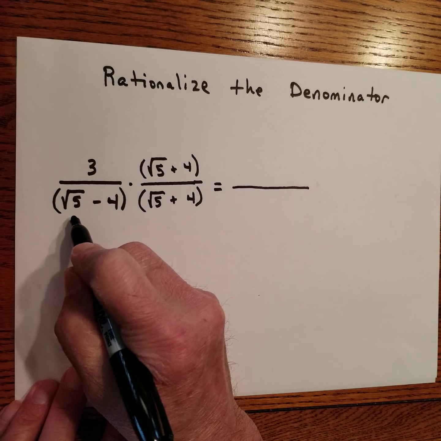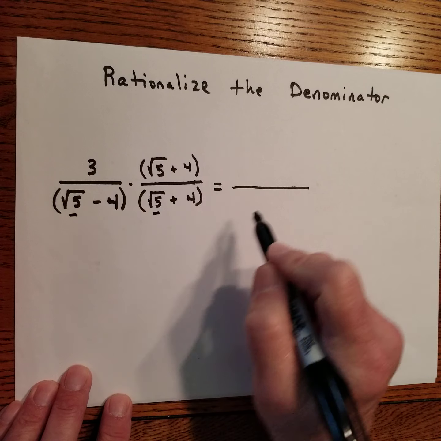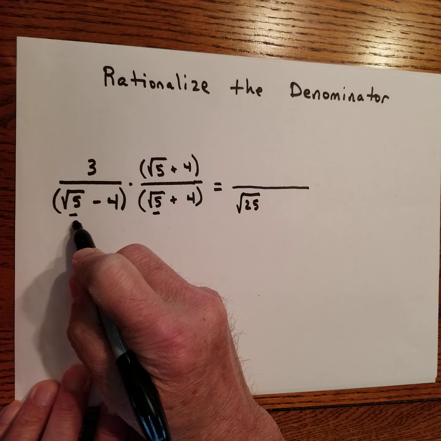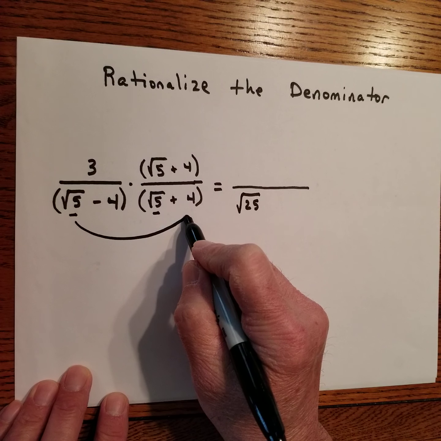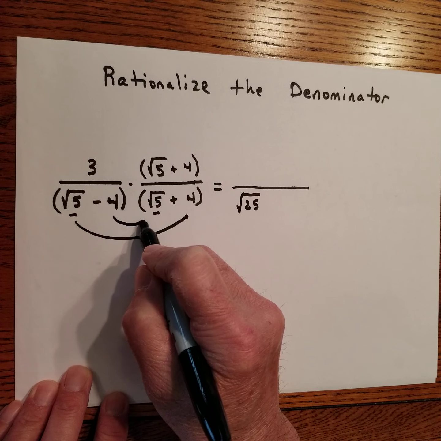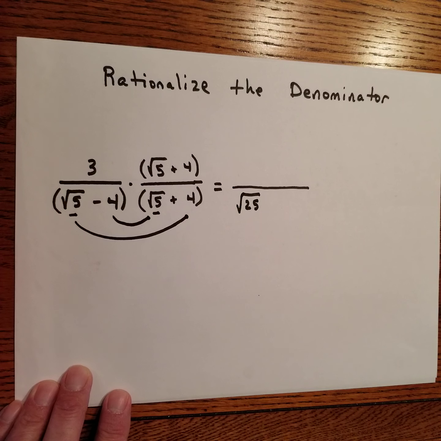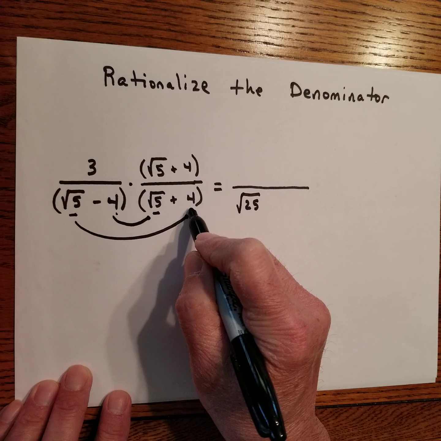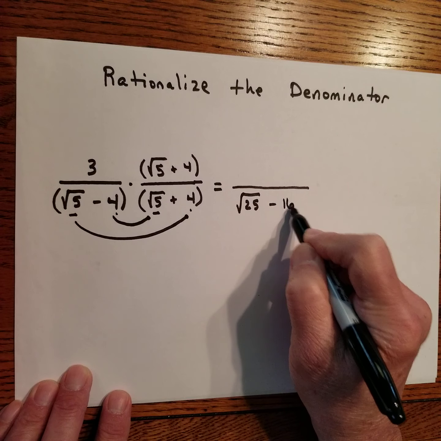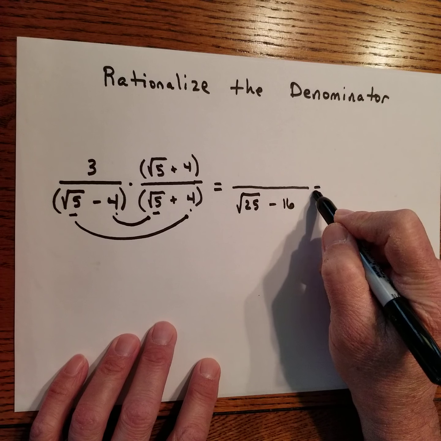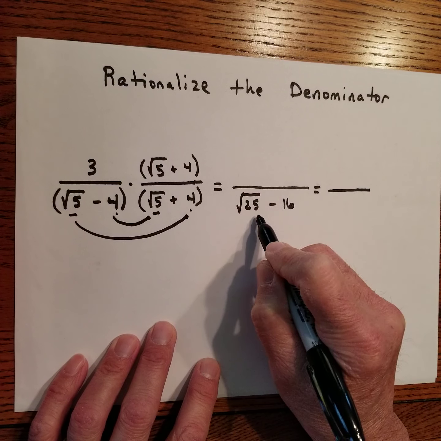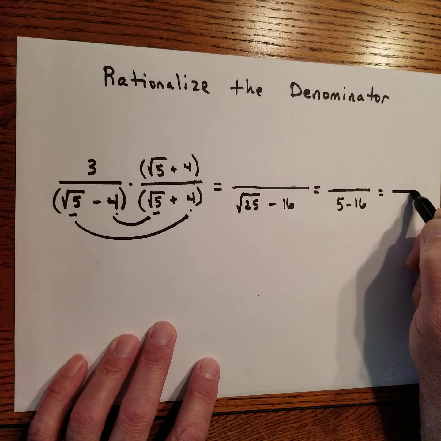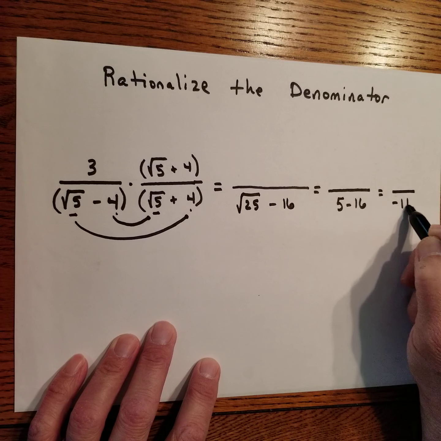Here we go. Multiply the firsts. Square root 5 times square root 5 is square root 25. When I multiply the outers, that's positive 4 radical 5. The inners, that's negative 4 radical 5. Those are going to add up to 0. Then multiply the lasts. That's a negative 4 times a positive 4 is a negative 16. Let's finish the bottom. The square root of 25 is 5. And 5 minus 16 is negative 11.